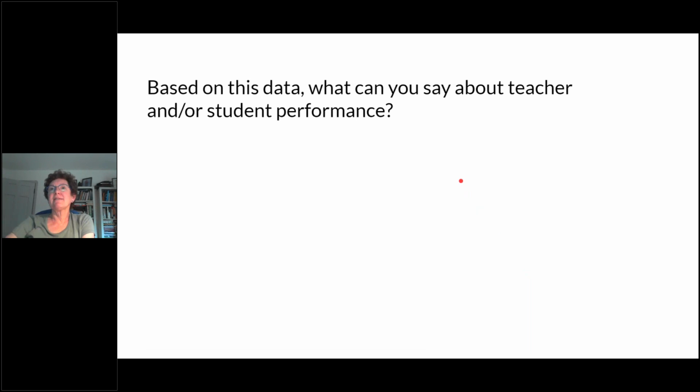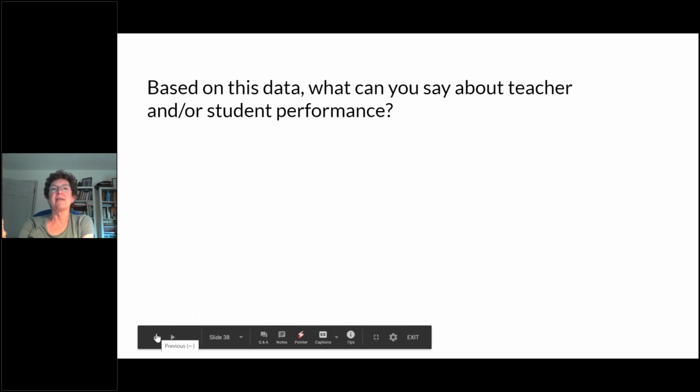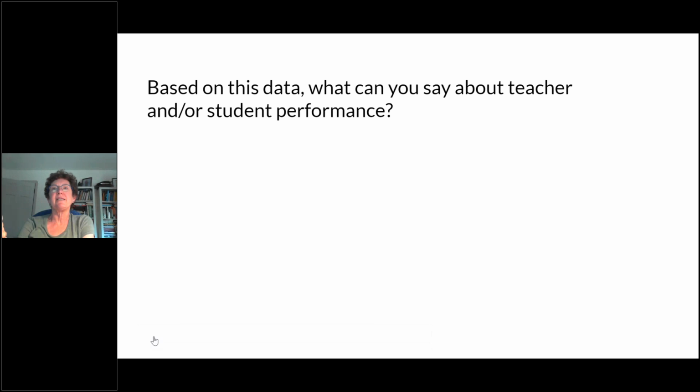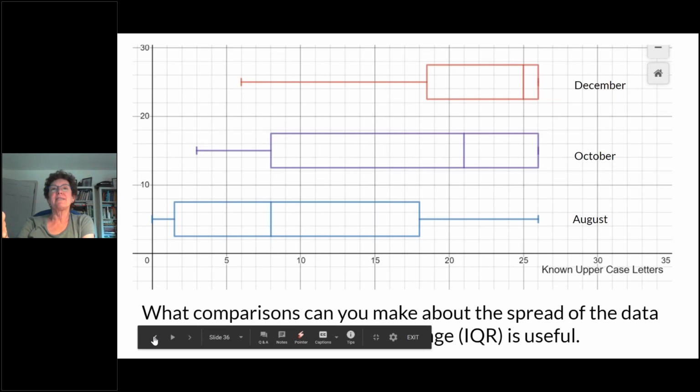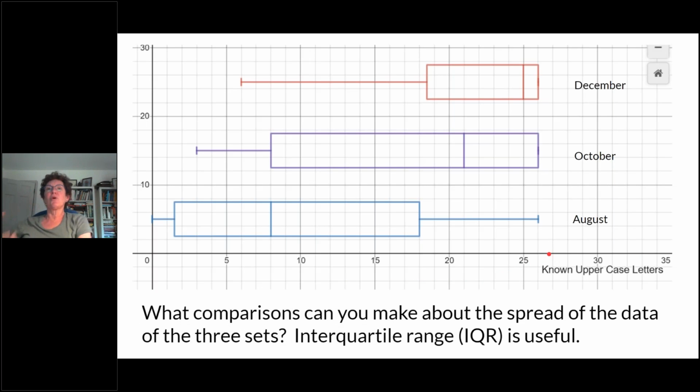So based on this data, Tylisha, here's the big question. What can you say about teacher and or student performance? And this is why we go through all this hassle, is because we're trying to see what we can say about student and teacher performance. So looking at this, if you were a parent of a child, what could you say? How would you interpret this data?